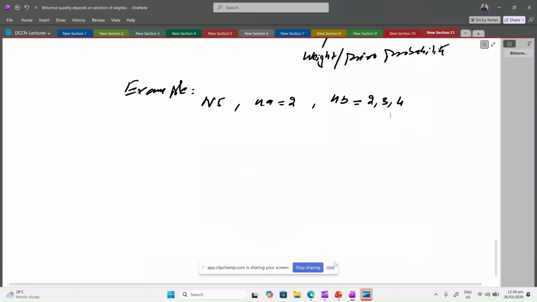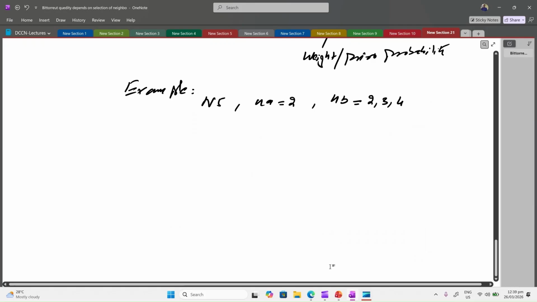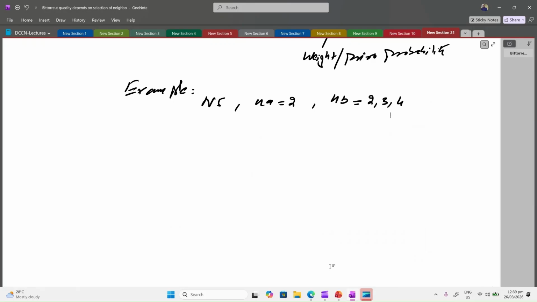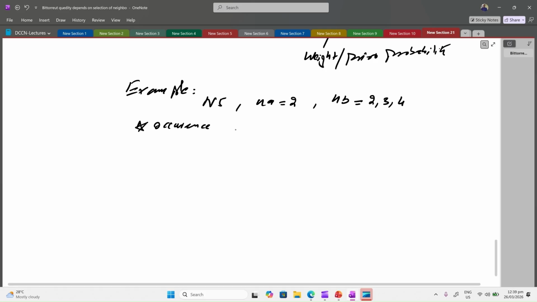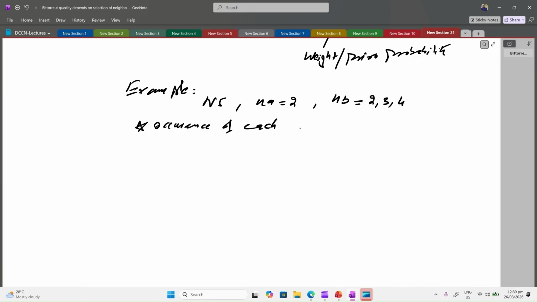Okay. And the important thing is that occurrence of each value of NB is equally likely, right? This is very, very important, right? Occurrence of each value of NB is equally likely. Okay.